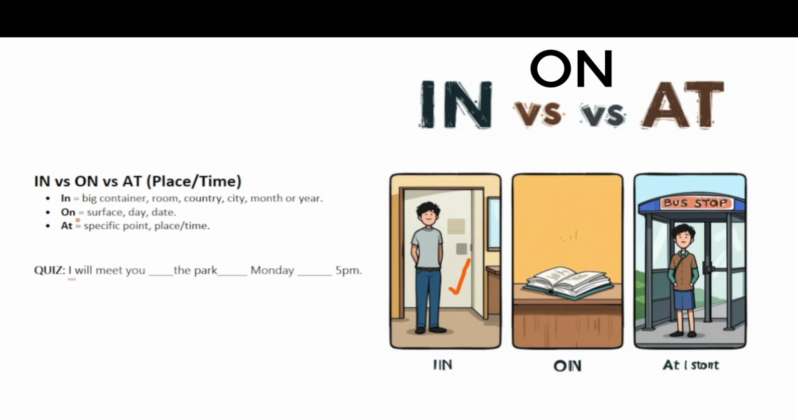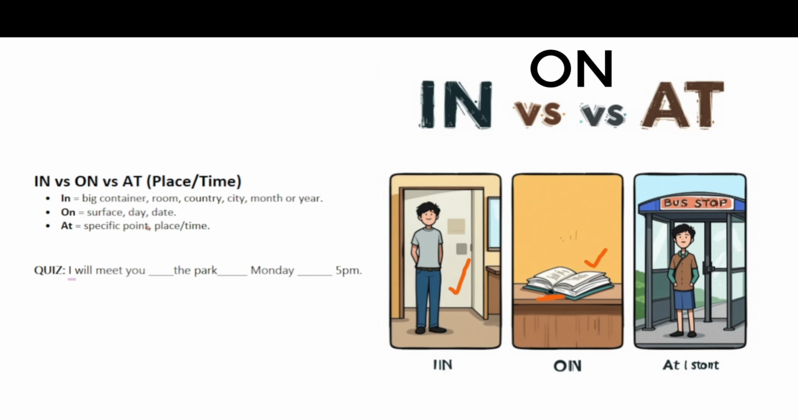"On" is used to show that something is on the surface. For example, the book is on the table. Here, the book is on the surface of the table. The book is on the table.